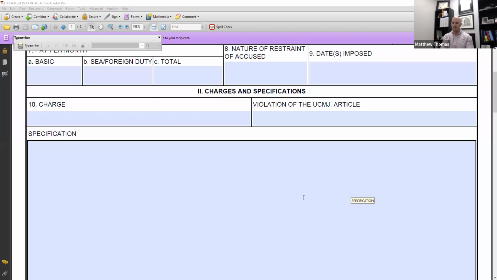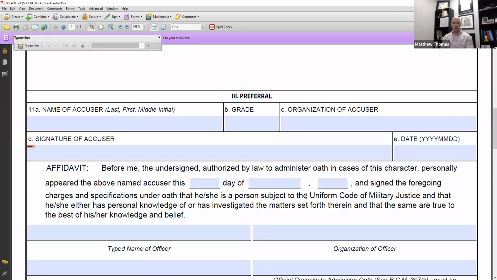Now, when we go down to block 3, the preferral block, I see here that it says signature of an accuser. Who can that accuser be and who can it not be?